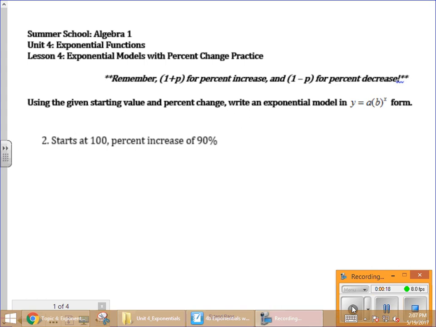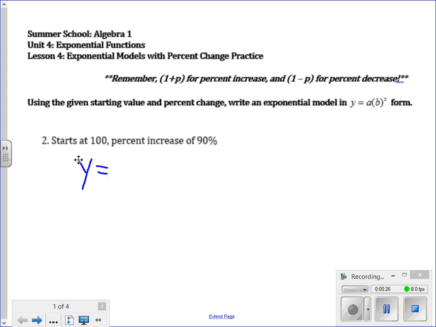All right, so we're told that we want our model to start at 100 with a percent increase of 90%. Remember that exponential models are of the general form y equals a times b to the x. A is always our starting value. So in this equation, we want our starting value to be 100.